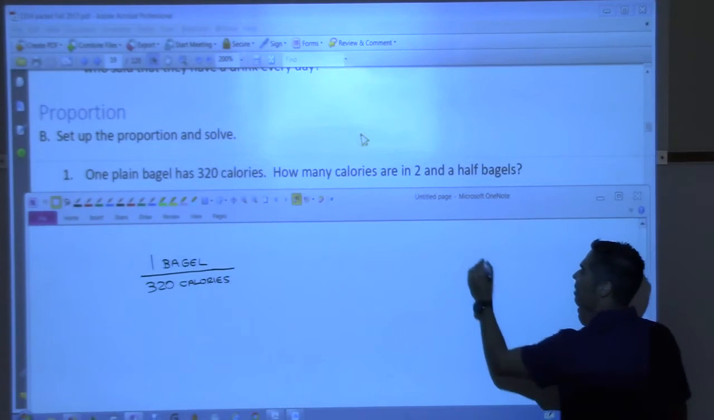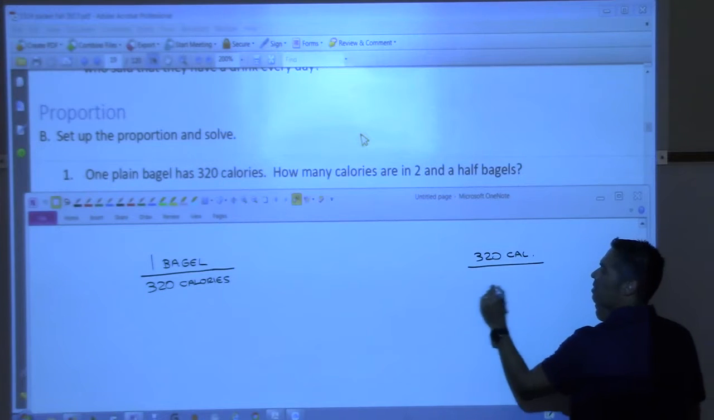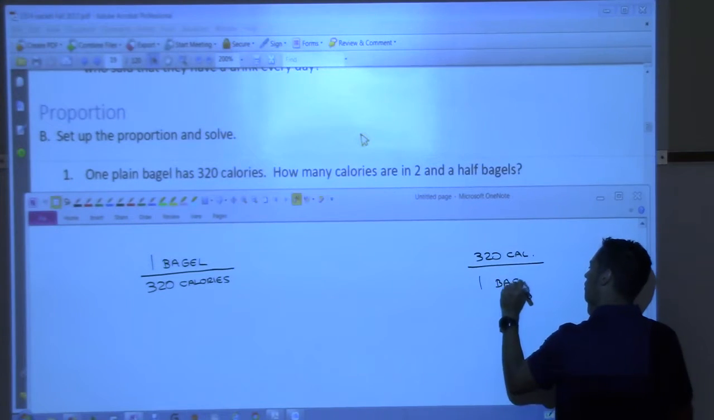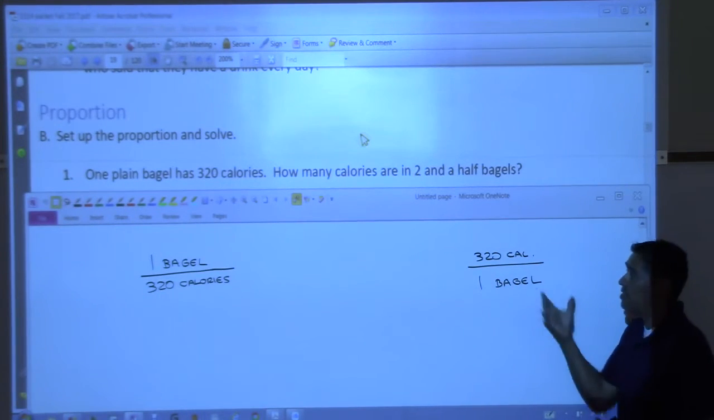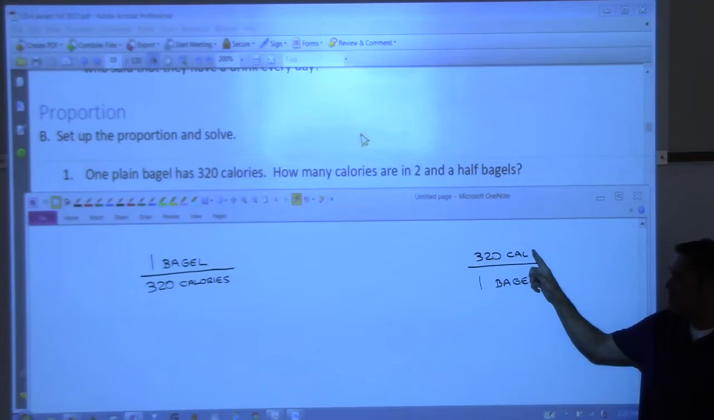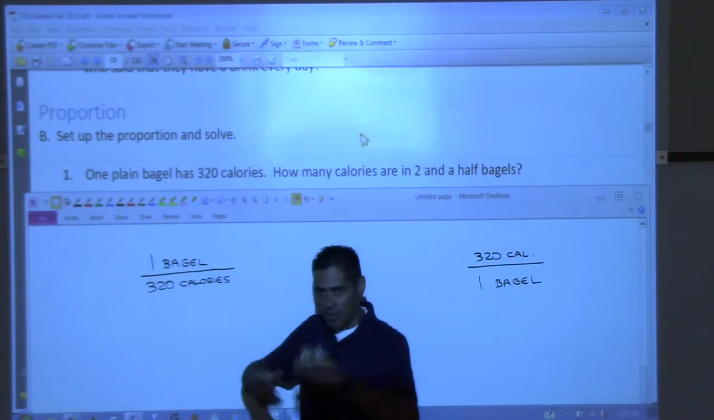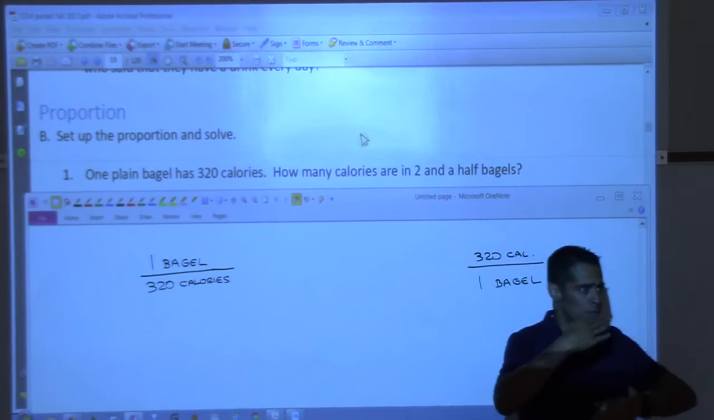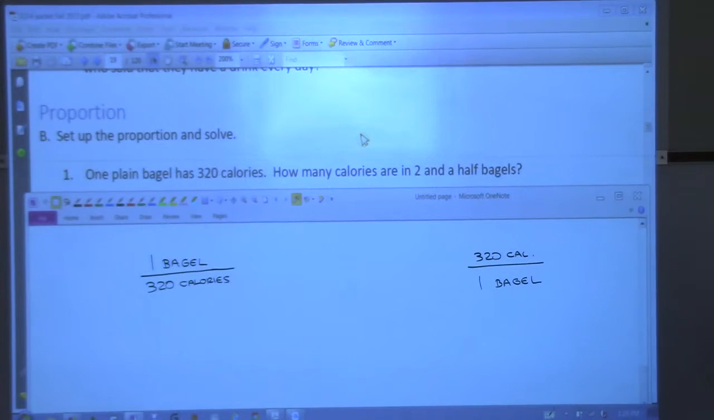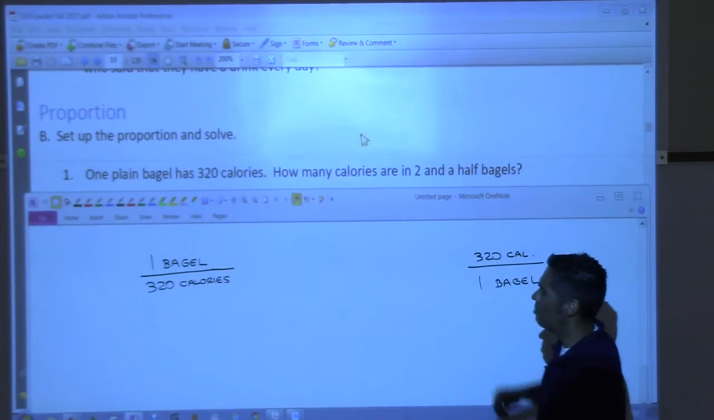Now, you could have set it up this way also. You could have done cal instead of calories, over one bagel. You are free to have set up the proportion flipped over. You could have said 320 calories per bagel, or one bagel is 320 calories. So it doesn't matter which way you set them up. But let's look at what we're being asked in the question. How many calories are in 2.5 bagels?